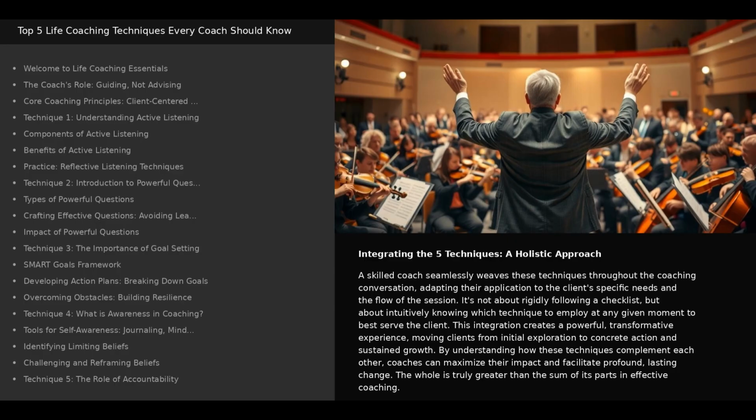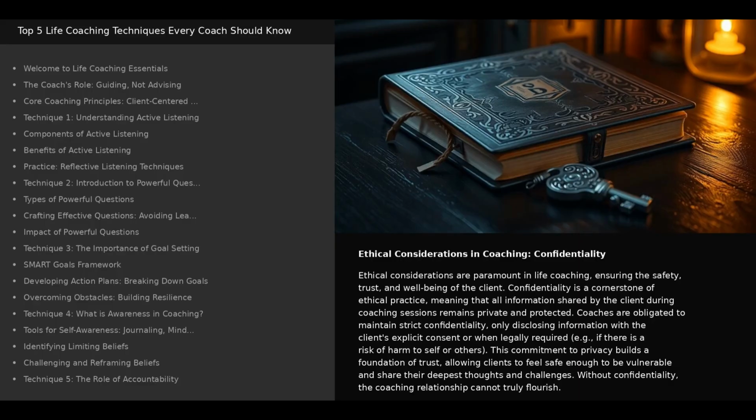sustained growth. By understanding how these techniques complement each other, coaches can maximize their impact and facilitate profound, lasting change. The whole is truly greater than the sum of its parts in effective coaching. Ethical considerations in coaching. Confidentiality. Ethical considerations are paramount in life coaching, ensuring the safety, trust, and well-being of the client.